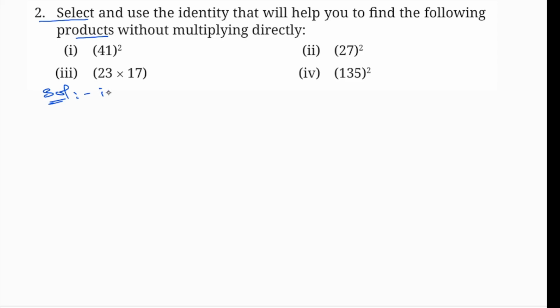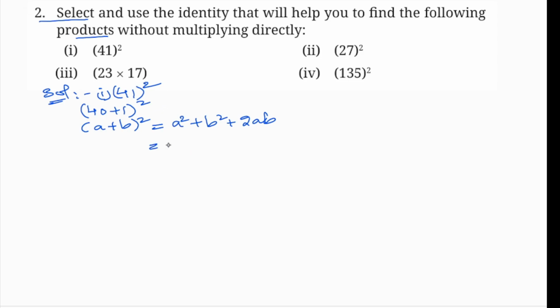So the first one is 41 square. This 41 can be written as (40 plus 1) whole square. If you see this one, it is the same as (a plus b) whole square. So what is the identity? a square plus b square plus 2ab, or you can write a square plus 2ab plus b square.